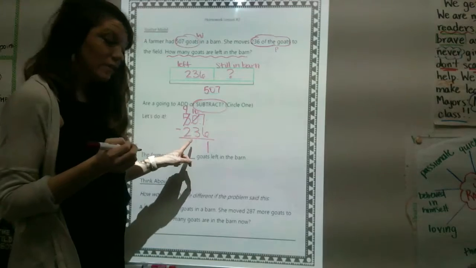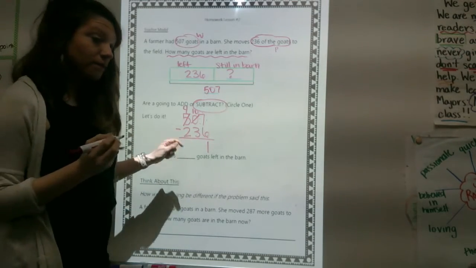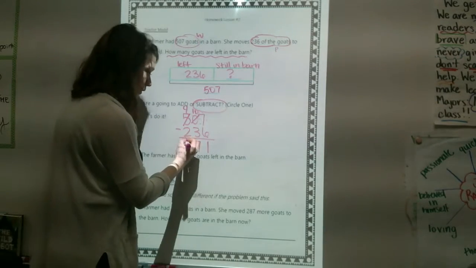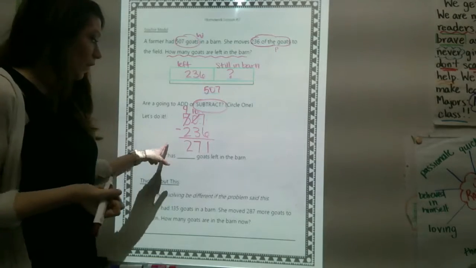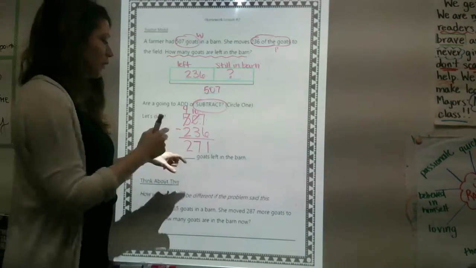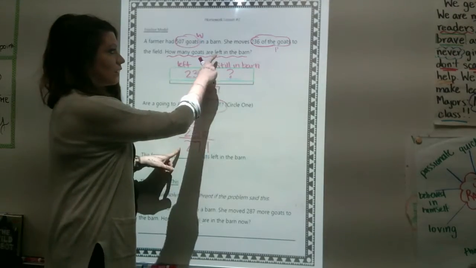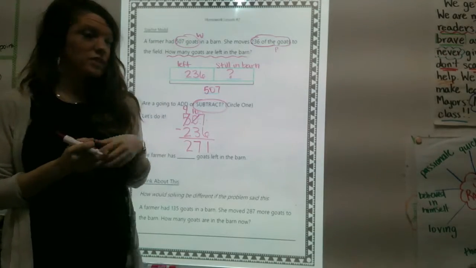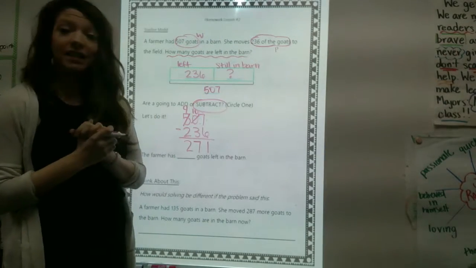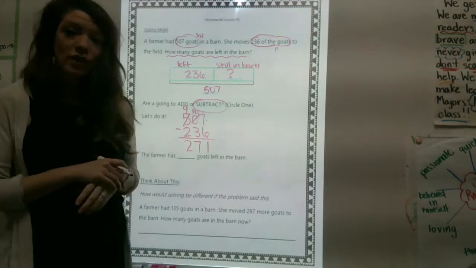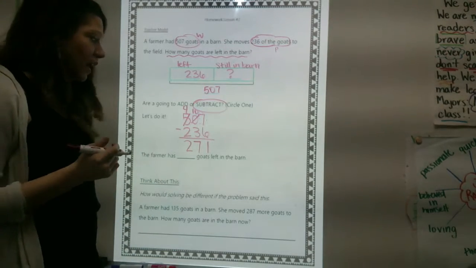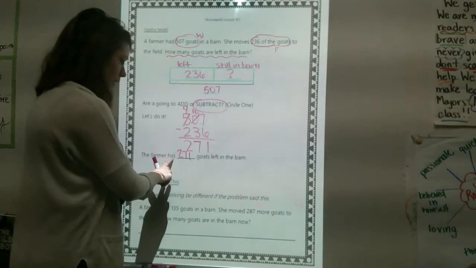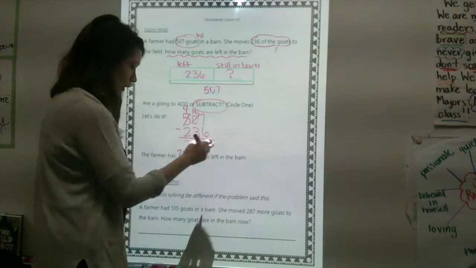So 10, now can I do 10 minus 3? What's 10 minus 3? It's 7. And then I'm going to do 4 minus 2, and 4 minus 2 is 2. So let's see if this answers my question. 271. How many goats were left in the barn? 271. Is that reasonable? If we started out with 507 goats and 236 left, is it reasonable to think that 270 would remain in the barn? And I think it's pretty reasonable. So we'll go on and fill in our answer. The farmer has 271 goats left in the barn.